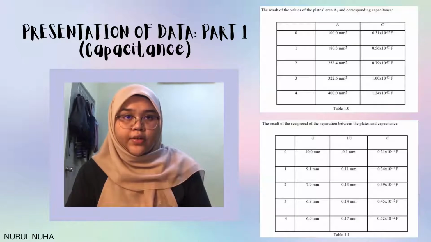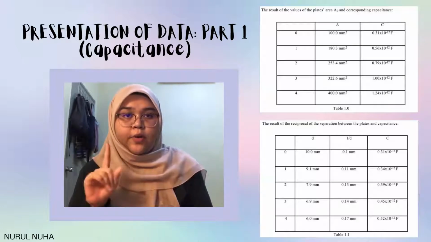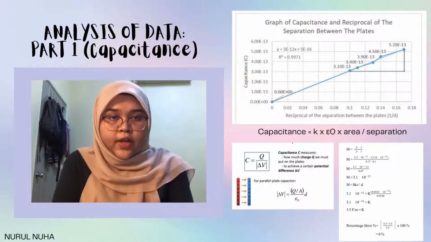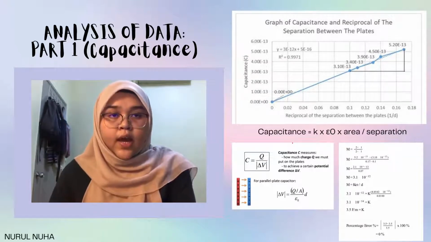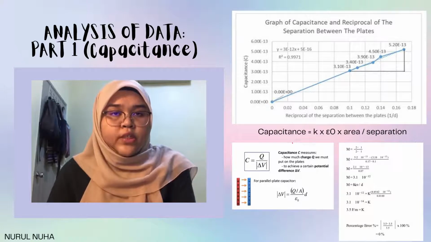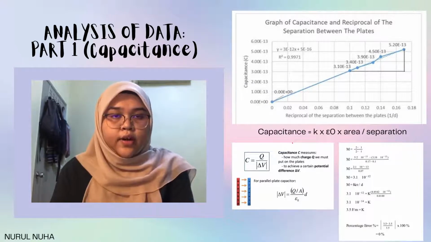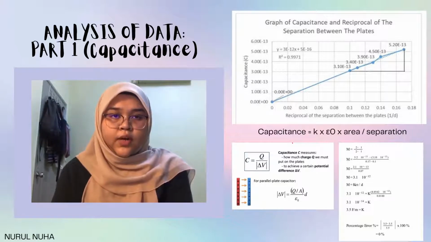Now let's take a look at the results we obtained in experiment part 1. Let's discuss the analysis of the data. For the first part of the experiment, two graphs were obtained, and I'm going to mention the first one, which is the graph of capacitance against the separation between the plates. The graph that we obtained shows capacitance is directly proportional to the separation between the plates.